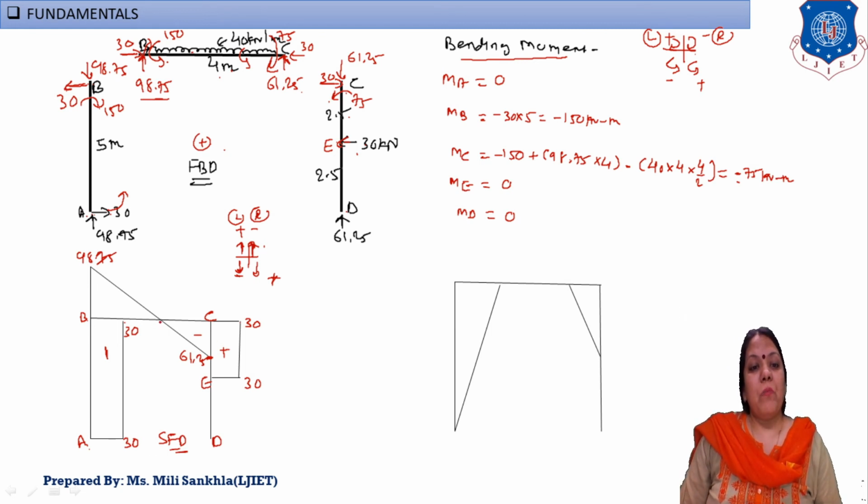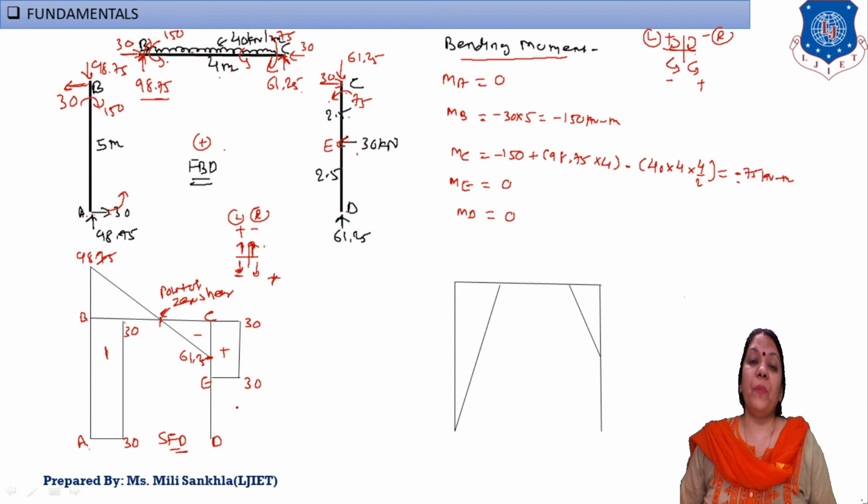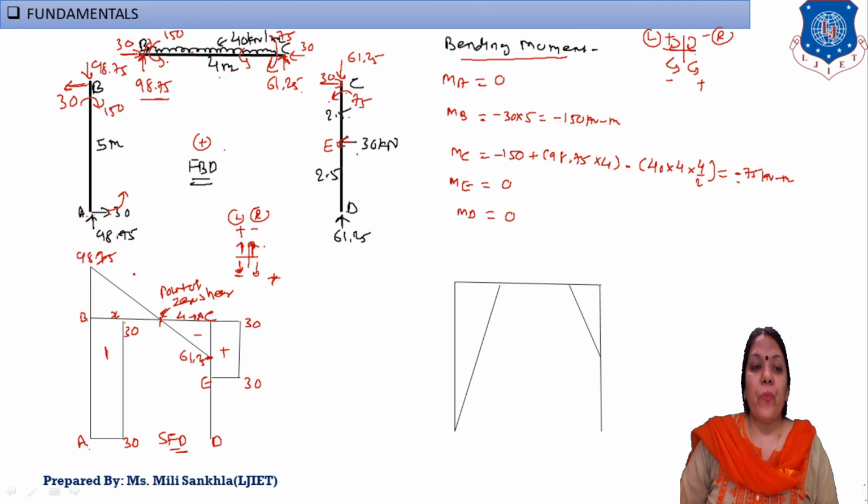Now the BC member has a point of zero shear; this point is known as the point of zero shear. That means at this point we get the maximum bending moment. To find this maximum bending moment, first we find the distance. Suppose I take this distance as x and this distance as 4 minus x.